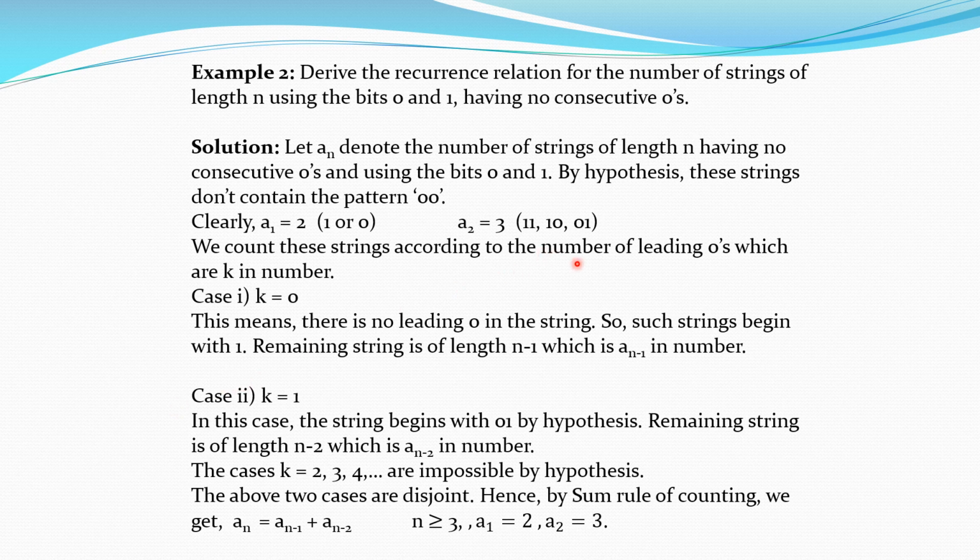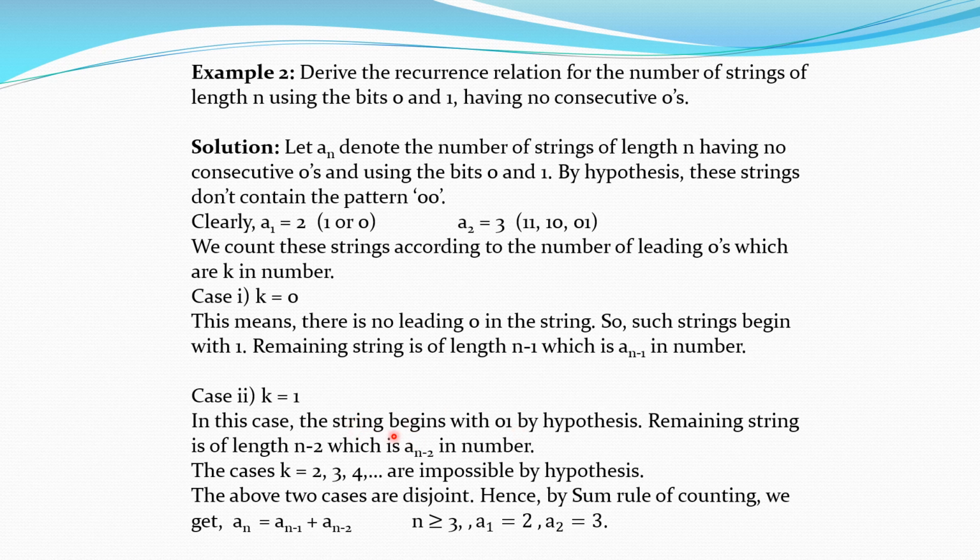Now case 2, k equal to 1. Now k equal to 1 means leading zeros are 1 in number. Now leading zeros means the number of starting zeros. So k equal to 1 means the string will start with 0. Now as the string is starting with 0, after that 1 must be there because consecutive zeros are not allowed. So if one leading zero is there, then such a string begins with 0, 1 by hypothesis.